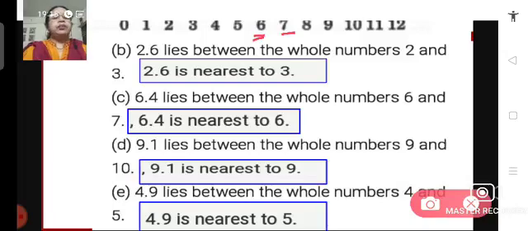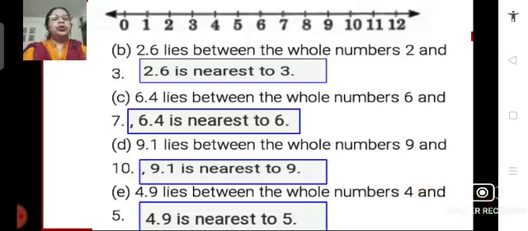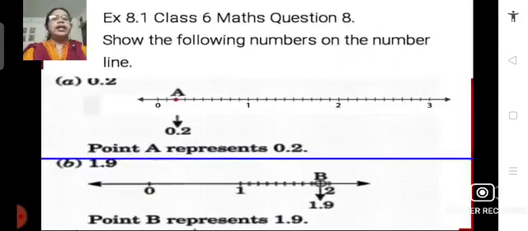Next one, 9.1. Where does 9.1 lie on the number line? It lies between 9 and 10, and it is closer to the whole number 9. Next one, 4.9. 4.9 lies between the whole numbers 4 and 5, and it is nearer to the whole number 5. Now let's move on to the next problem.